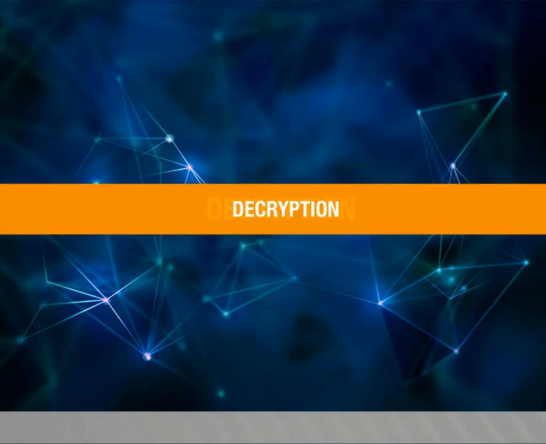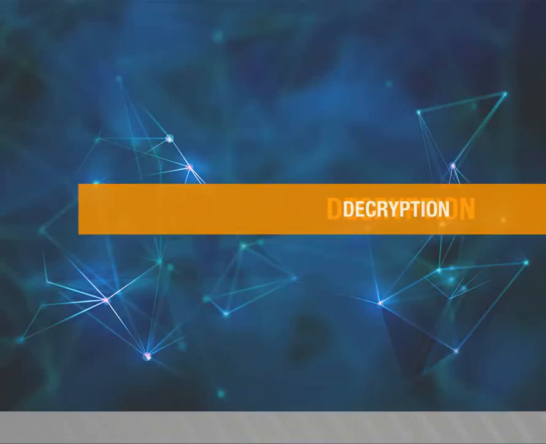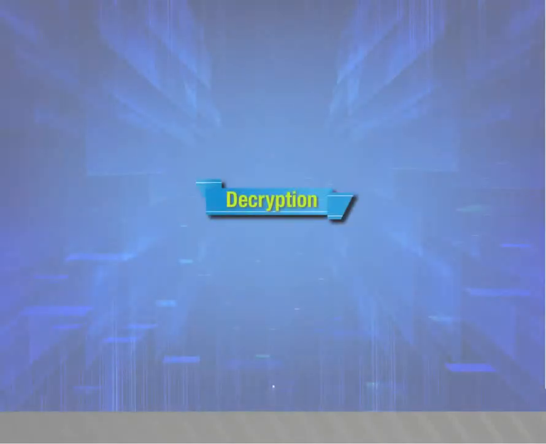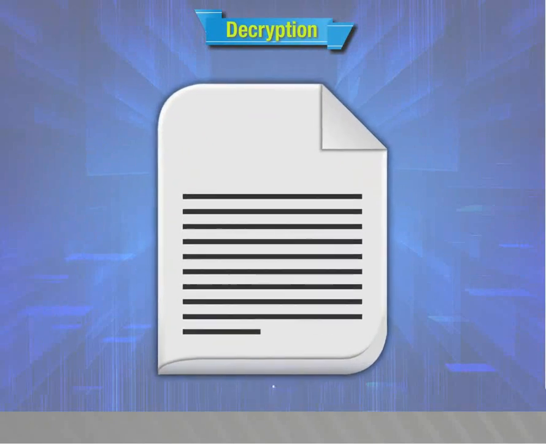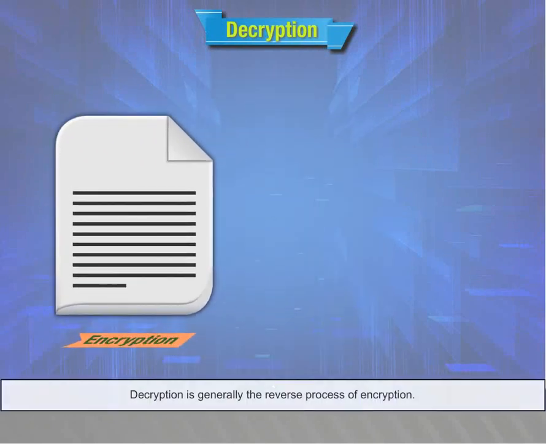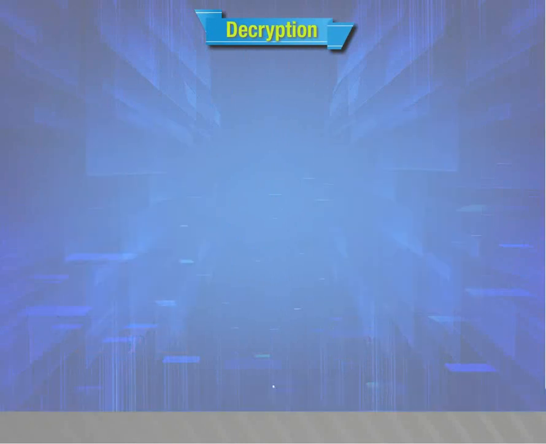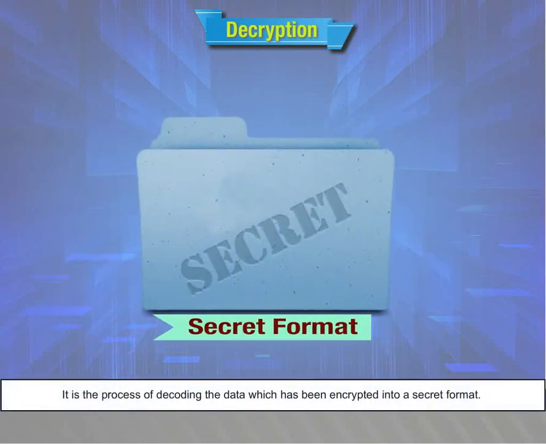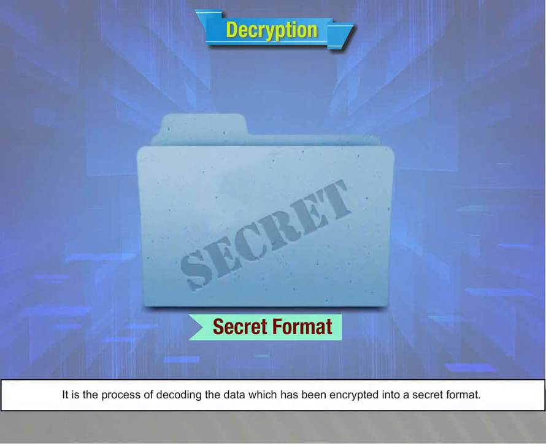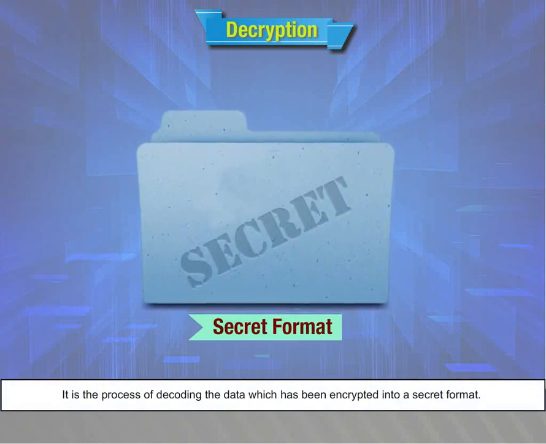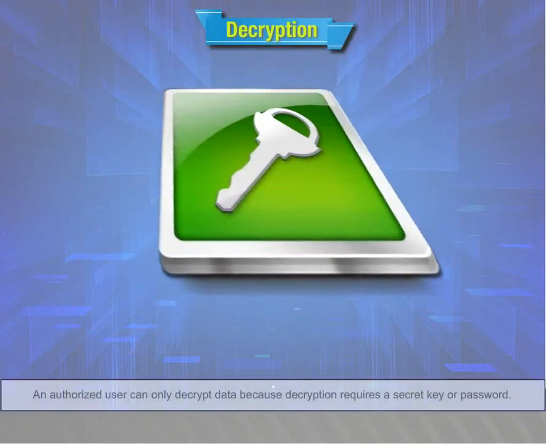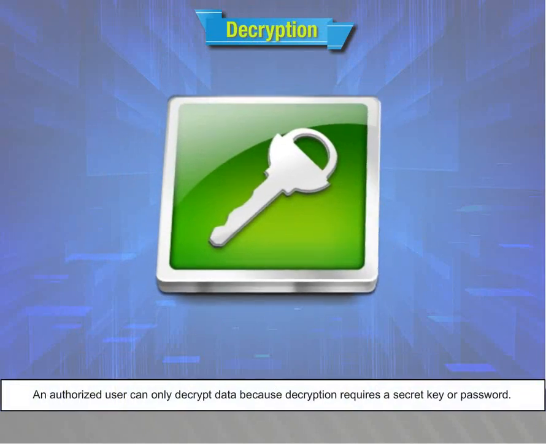Decryption. In this video, we are going to see about decryption. Decryption is generally the reverse process of encryption. It is a process of decoding the data which has been encrypted into a secret format. An authorized user can only decrypt data because decryption requires a secret key or password.